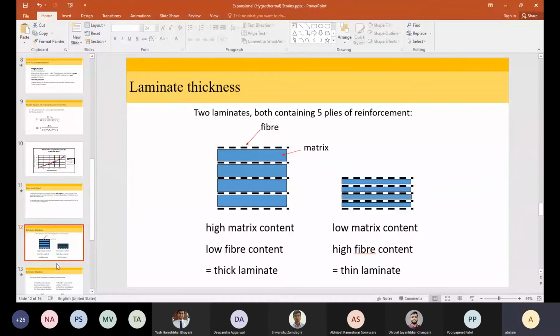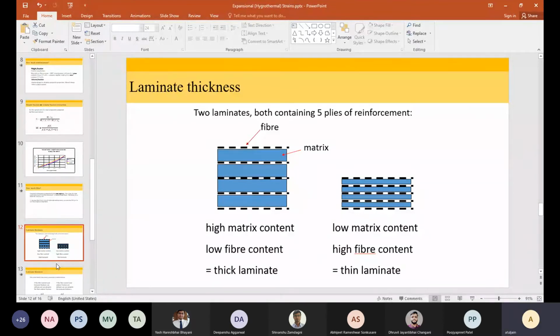Is this concept clear? Sir, for same strength, no? For the same strength we are comparing? No, we are not looking at strength or stress. We are just looking at how to quantify the fiber content.